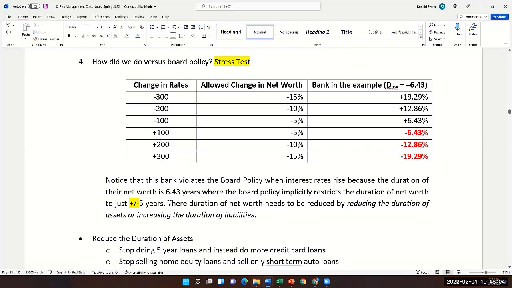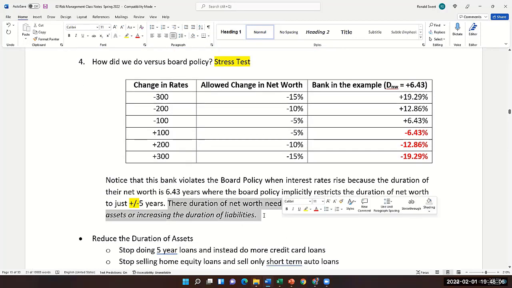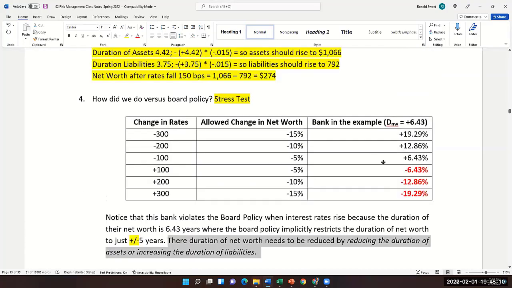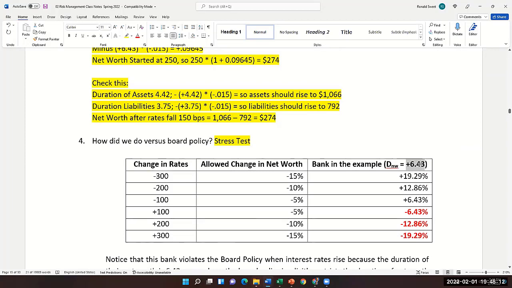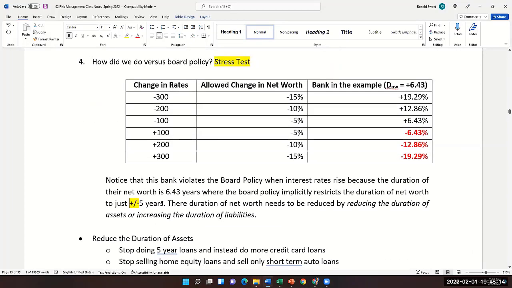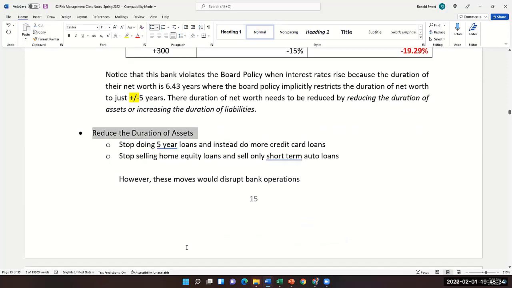All right, so we're going to talk about what they need to do. We're going to come back to that. I'm actually going to do that at the very end. But they've got a problem, don't they? The duration of net worth is 6.43 years. And yet the board says you can be positive 5 or less. You can be negative 5 or more, but you can't be negative 6, negative 7. And you're 6.43. You're violating policy. You've got to immunize your balance sheet. You've got to fix this. So we'll come back to this discussion here.